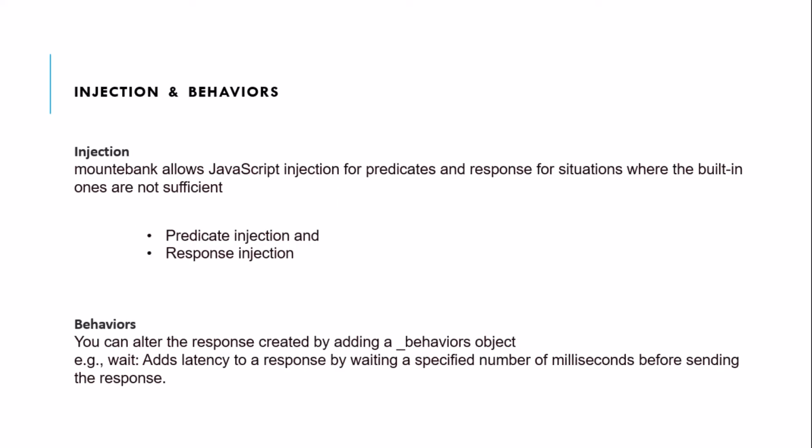Injections and behaviors. Mountebank allows JavaScript injections for predicates and responses to programmatically manage things. There are two types of injection: predicate injections and response injections. Predicate injections allow you to programmatically manage whether something should match or not using JavaScript functions, and similarly response injections allow you to construct the response dynamically.